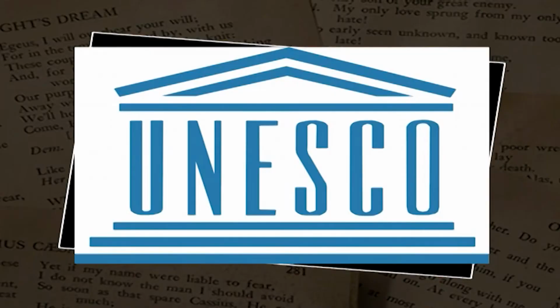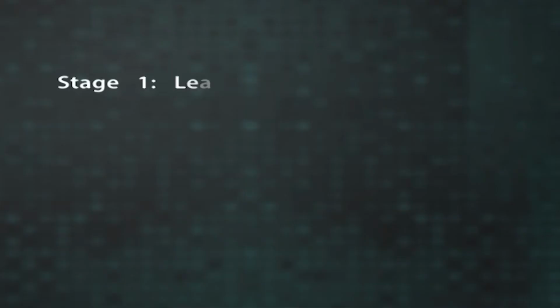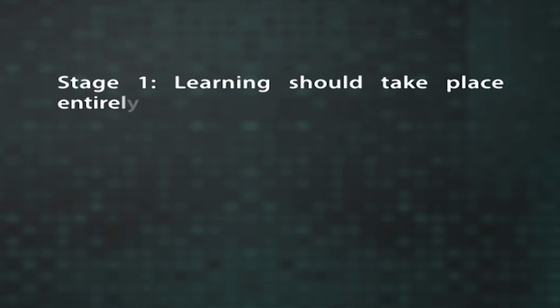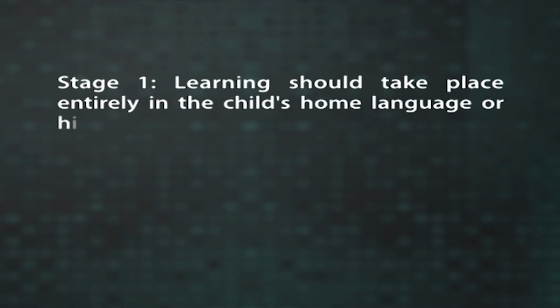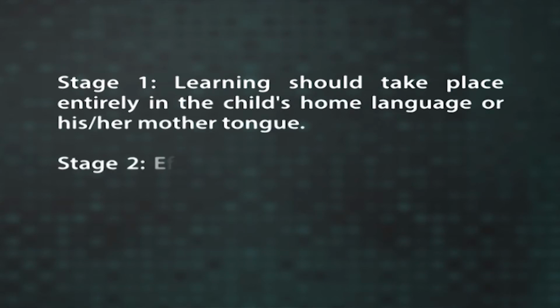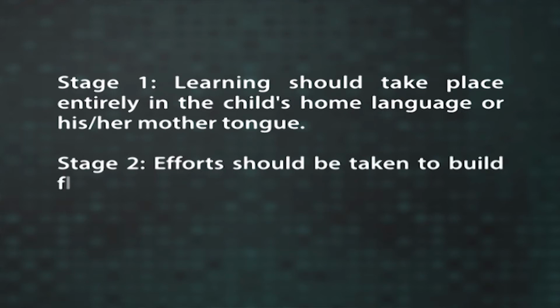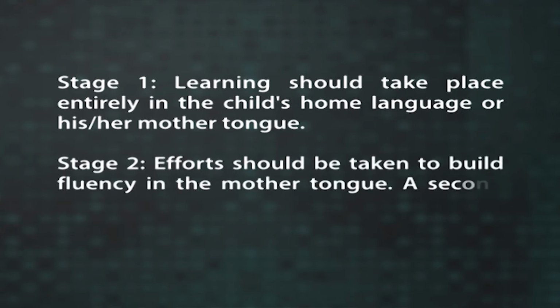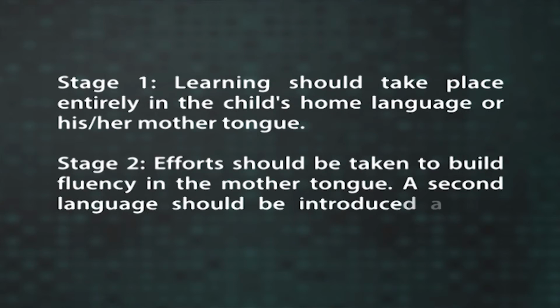UNESCO is developing a number of initiatives for the promotion of mother tongue instruction and bilingual and multilingual education. According to UNESCO, multilingual education programs should take place in the following stages. Stage 1, learning should take place entirely in the child's home language or his or her mother tongue. Stage 2, efforts should be taken to build fluency in the mother tongue. A second language should be introduced at this stage.